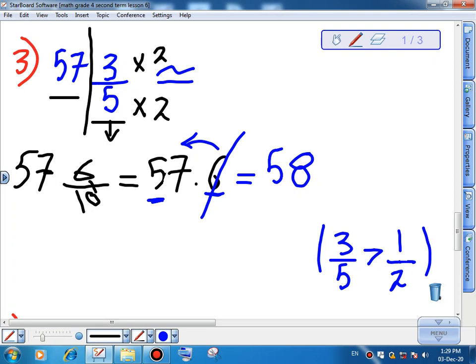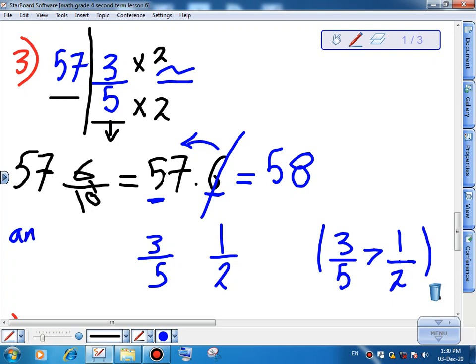Or I have another method to get the answer. If I have 3 over 5, I said that I need to transform this fraction to a decimal. But if I have the fraction 3 over 5, I don't know if it is smaller than the half or greater than the half. I need to compare 3 over 5 and the half. If it is greater than half, it will be a strong number. If it is smaller than half, it will be a weak number, just cancel it.